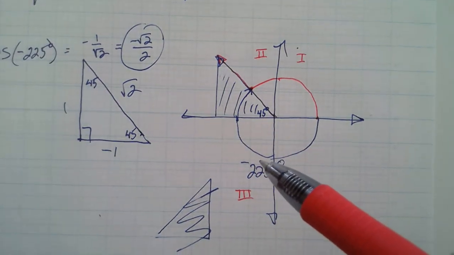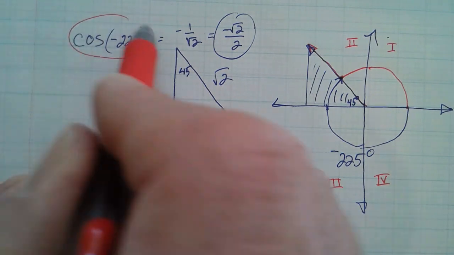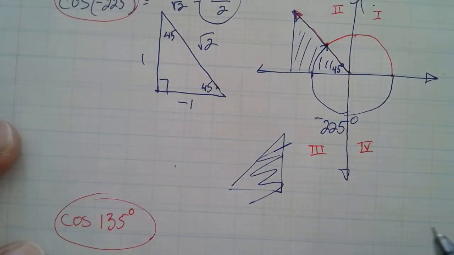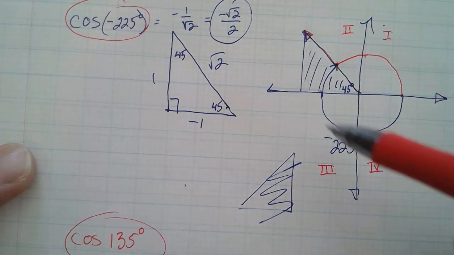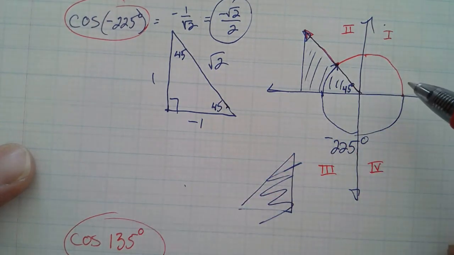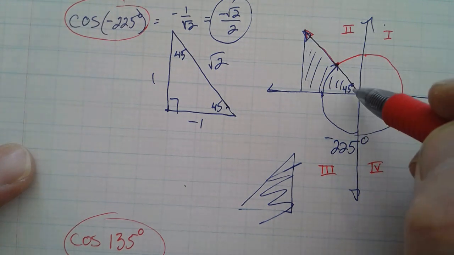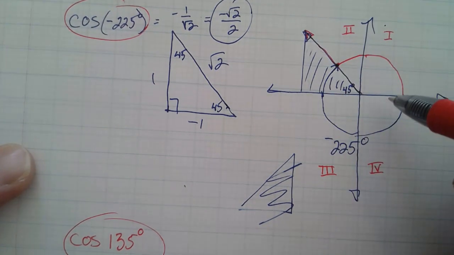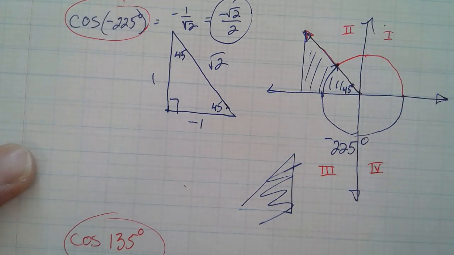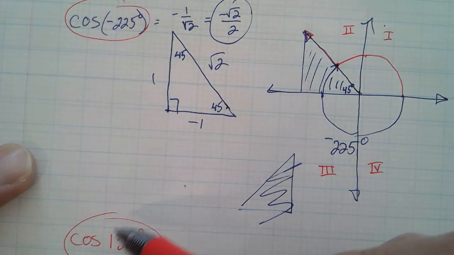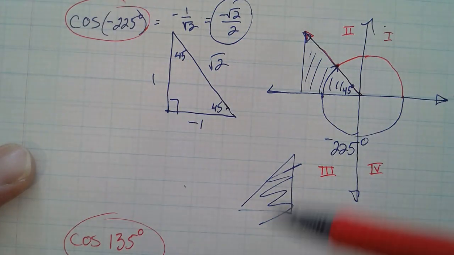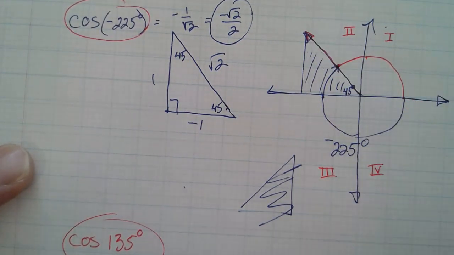Okay, so cosine of negative 225 is the same as the cosine of 135 because these angles, negative 225 and positive 135, are considered coterminal. Remember, this is the terminal side. They're coterminal because they land in the same spot. So their trig functions will always be the same because it's the same terminal side.